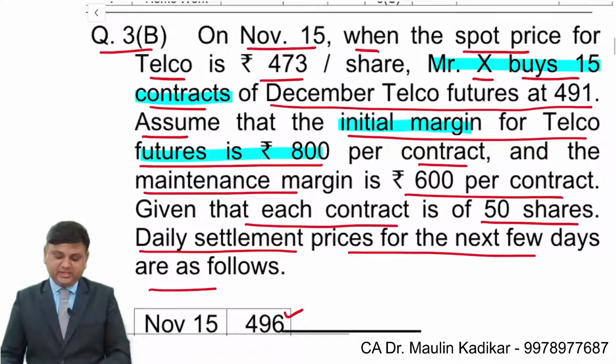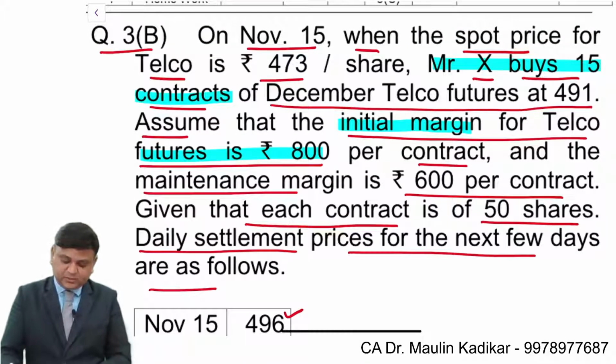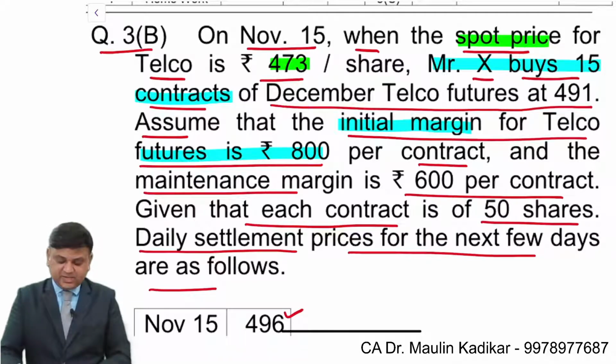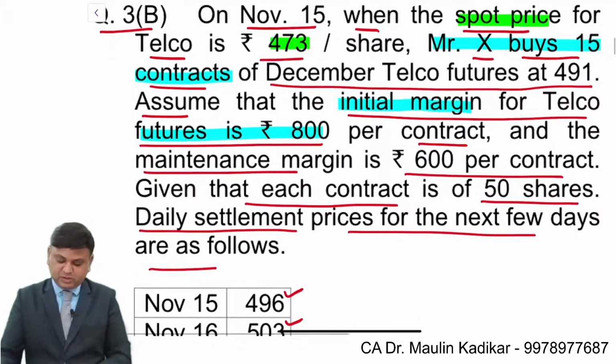Now importantly, you can see that the spot price is provided to us, rupees 473, which is of no use to us. What is relevant for us? Relevant for us is the futures price, which is provided as 491.